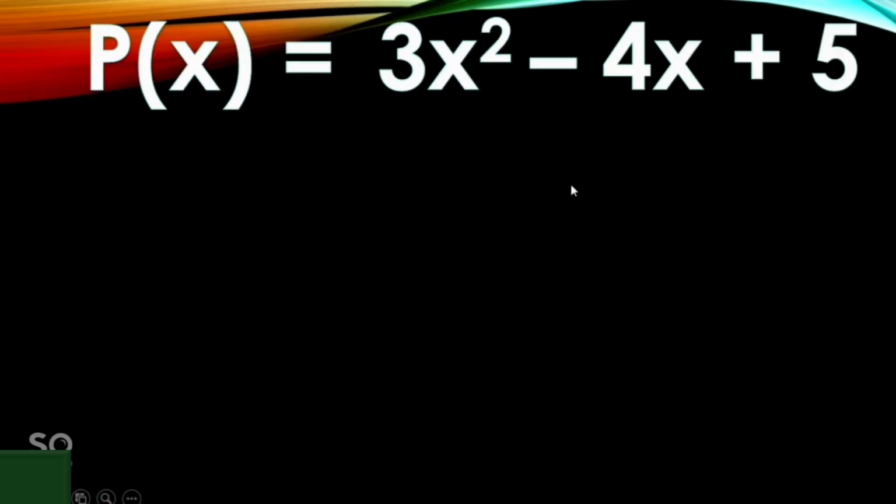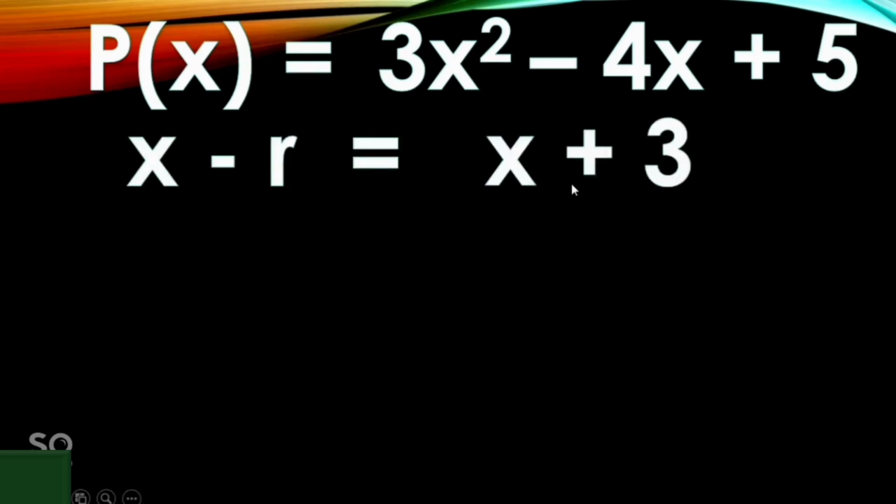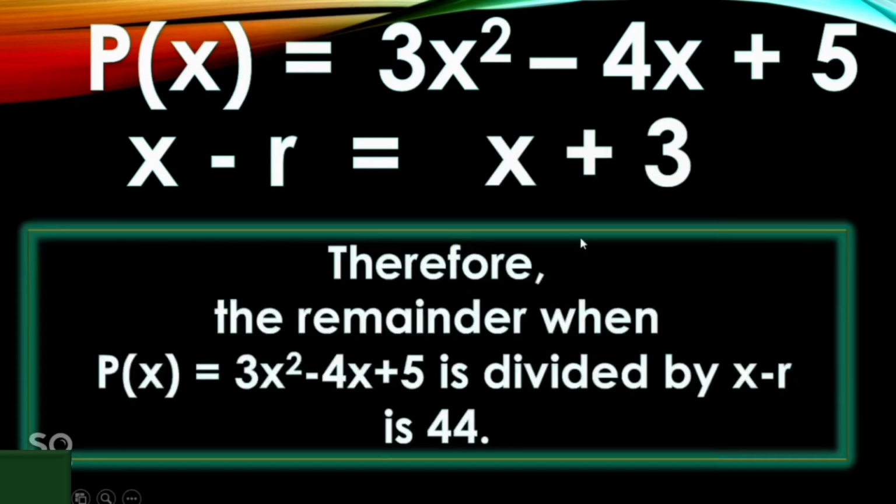So, now we have p of x equals 3x squared minus 4x plus 5. Then we have x minus r equals x plus 3. Okay, therefore, the remainder when p of x equals 3x squared minus 4x plus 5 is divided by x minus r, which is x plus 3, is 44.